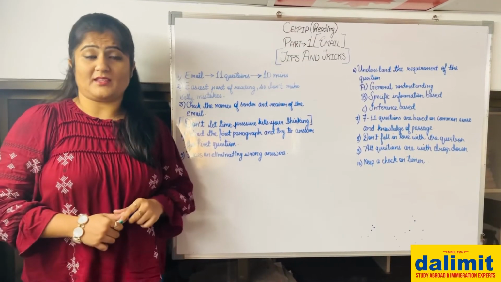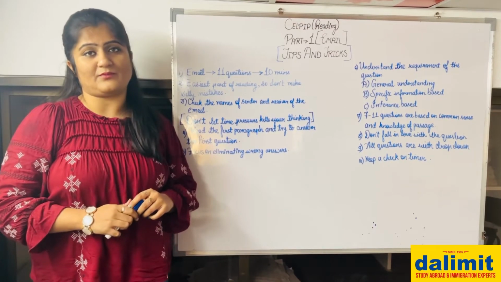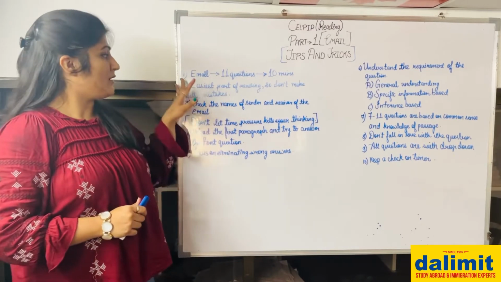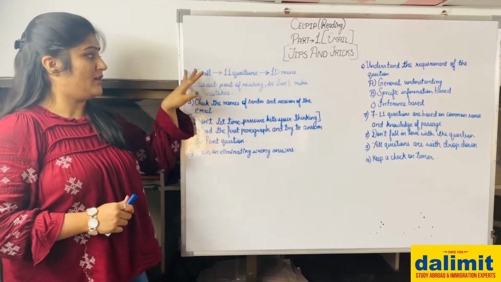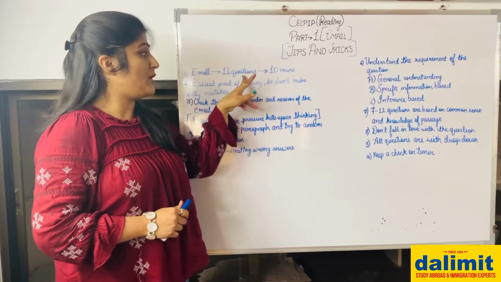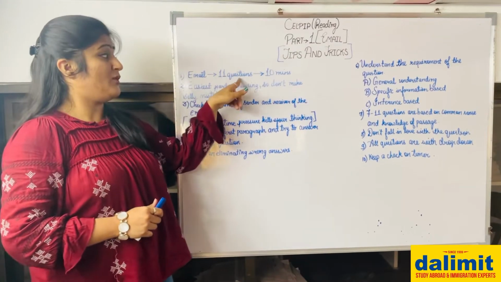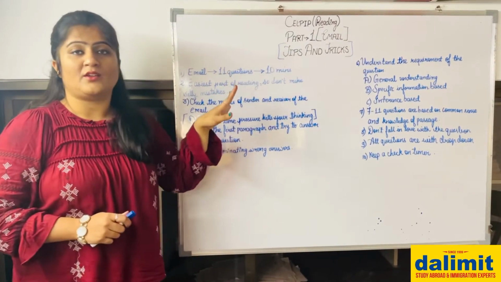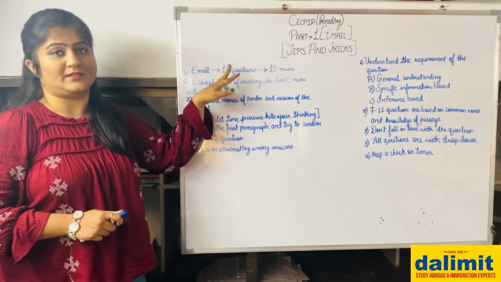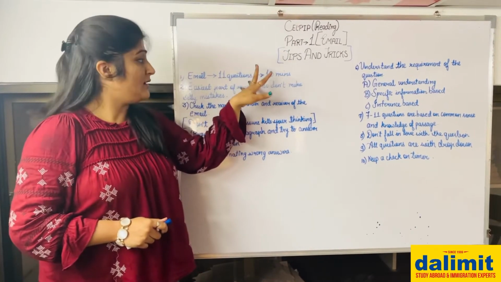Hello everyone, in this video we are going to discuss the tips, tricks and strategies for solving Part 1 reading of CELPIP. Part 1, which is email. In email based questions you will get 11 questions for which you will get 10 minutes to solve, which means that you will get less than a minute to complete each question. You will not even get a single minute to complete all these 11 questions.